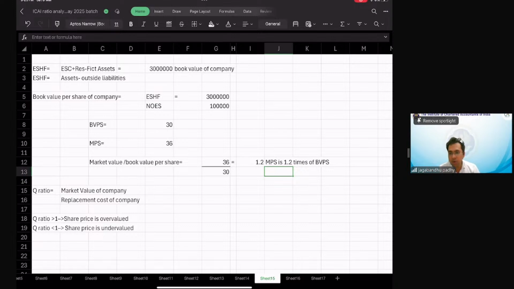Will the notes be uploaded? Yes, it will be uploaded, Rishika. I'll upload this Excel file on the portal, which will be helpful for you to download and also view that.